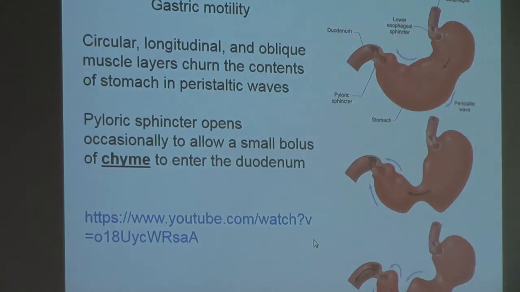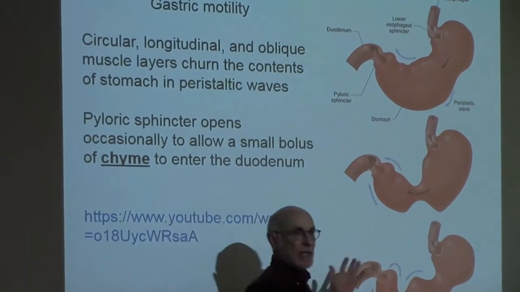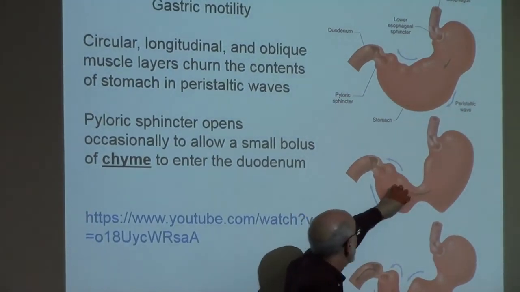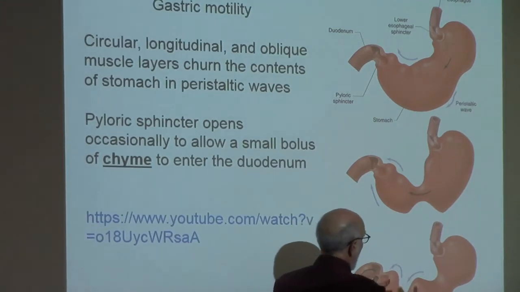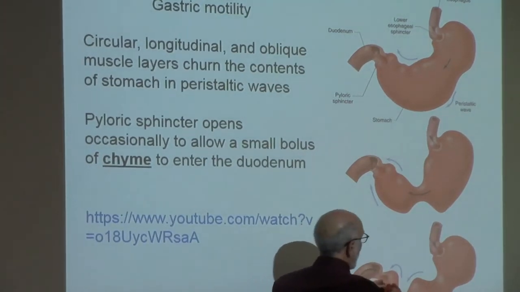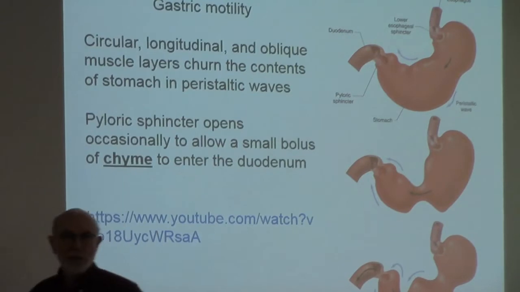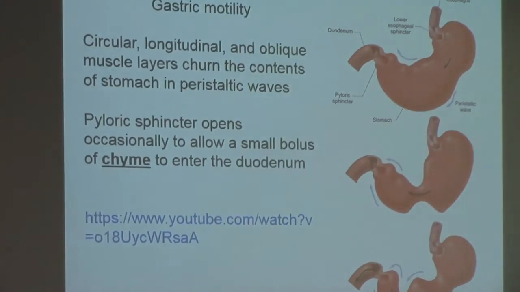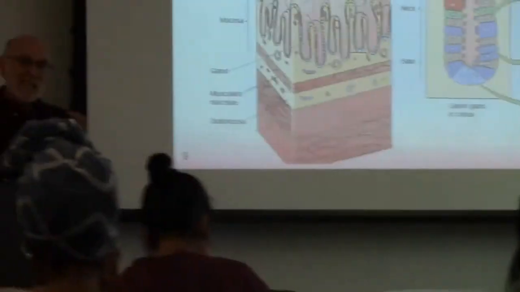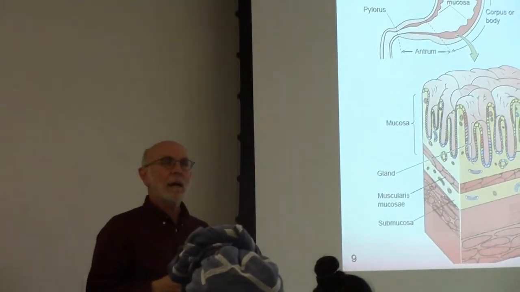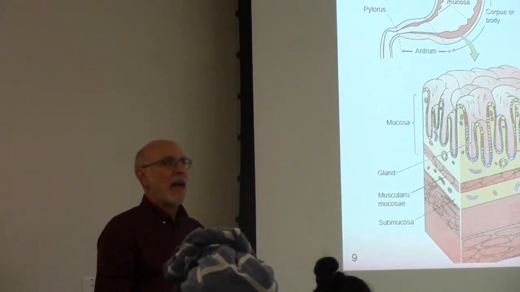Okay, so this is an image from your textbook that basically shows what we saw in the video, squeezing a bunch of stuff towards the pylorus and then opening. Some of it goes out the pyloric sphincter and some of it gets churned back into the stomach. Okay, so now that we're in the stomach, the food is getting mechanically mixed with acid.